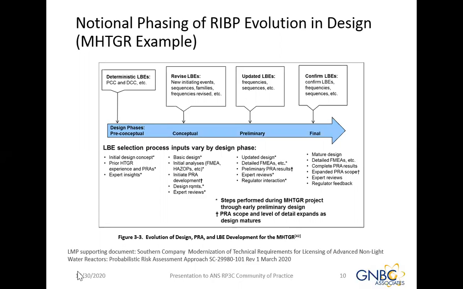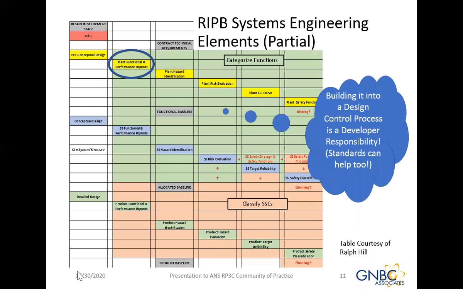So it's not uncommon to have systems in different phases at different times in the course of a design development. The design matures for a given system at a different time, depending on the master project logic and sequences. A competent systems engineering program keeps all the interfaces and functional capabilities aligned as the total design matures. That is part of requirements management. Building it into the design control process is a developer responsibility, and standards can help too.